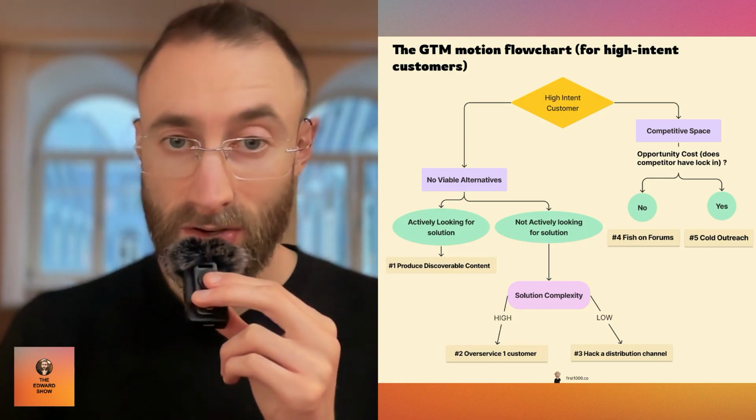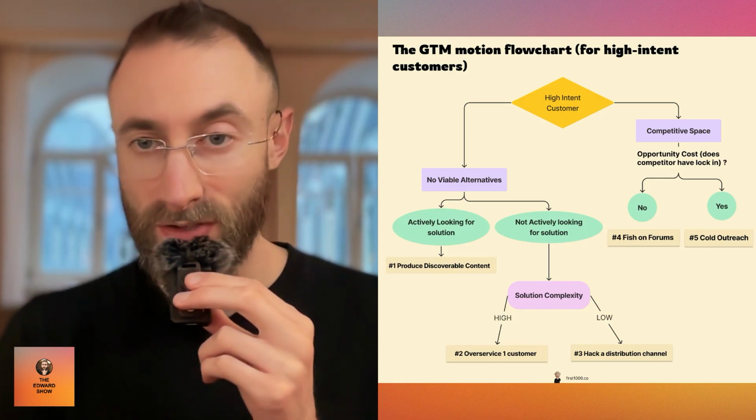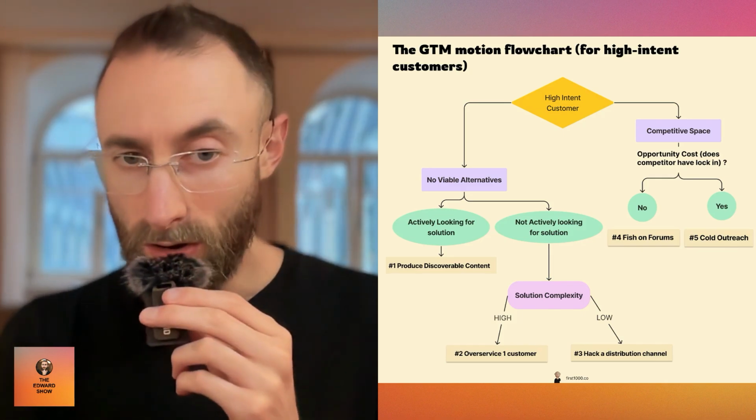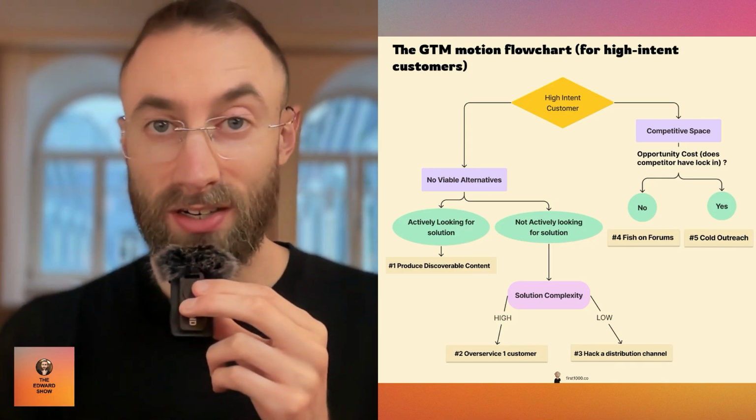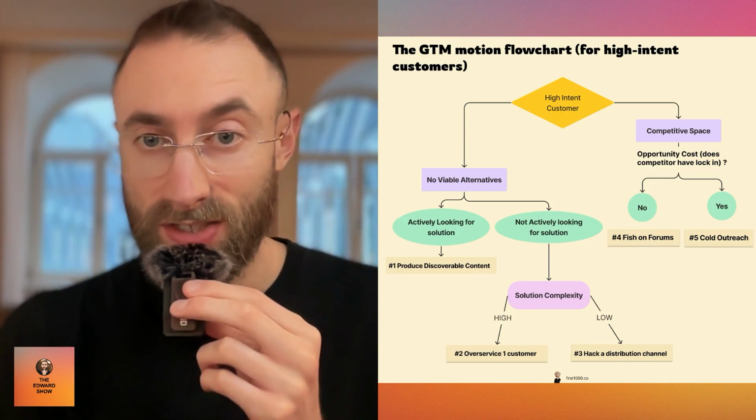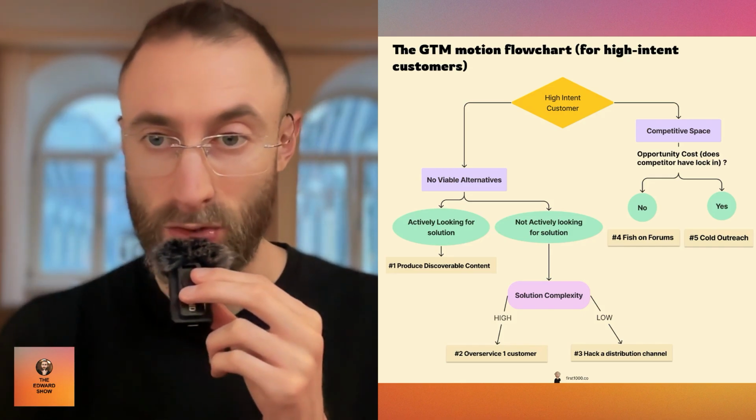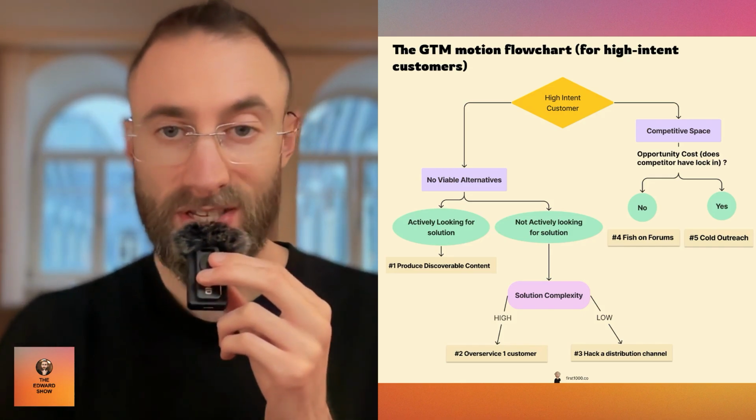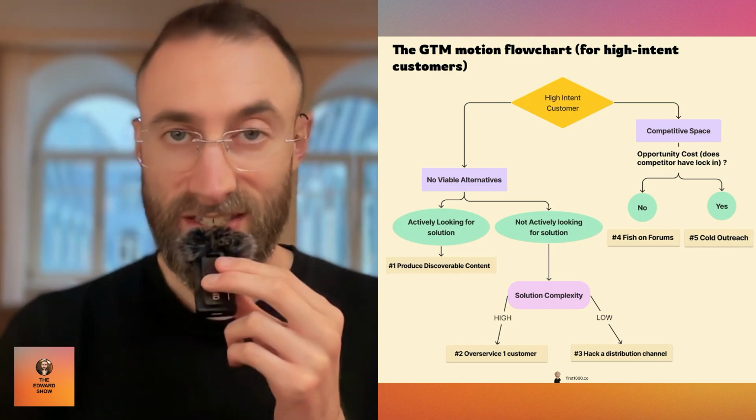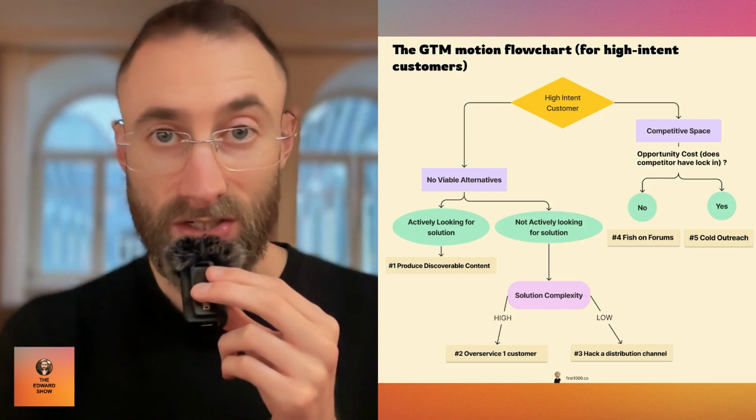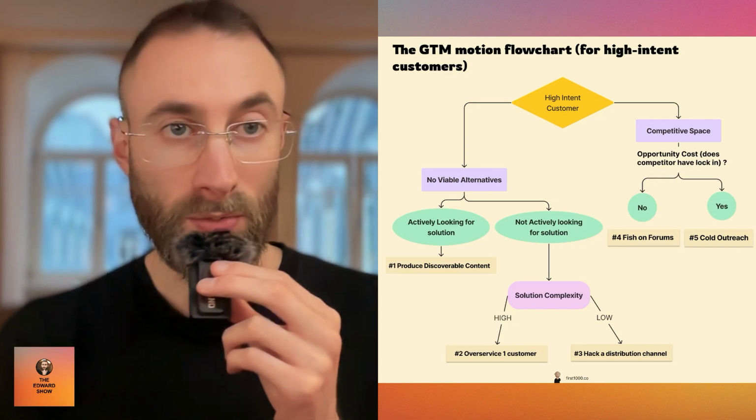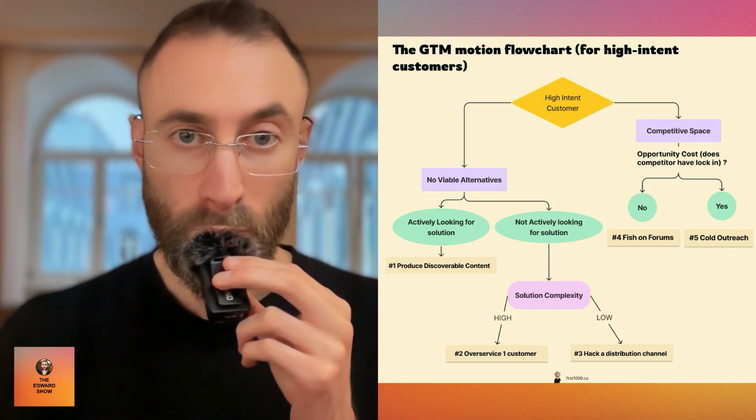But maybe we're going to the left, which is no viable alternatives. So the next question here is, is the customer actively looking for a solution or not? If they are actively looking for a solution, then we make discoverable content. That's Compact Keywords. You create content that makes your solution easily searchable and understandable for customers actively seeking solutions. Examples: SEO, webinars, product comparisons, TikTok, Instagram, YouTube Shorts. YouTube Shorts rank very well in Google.